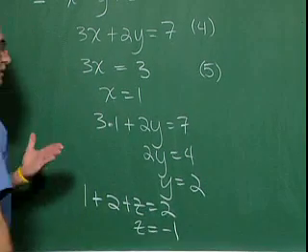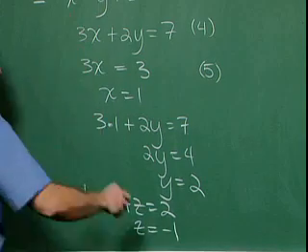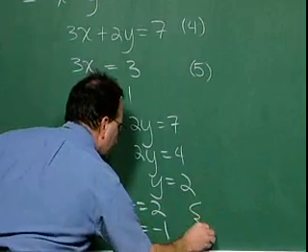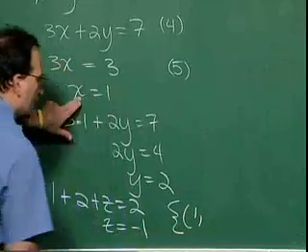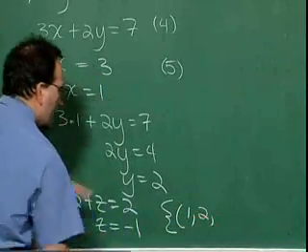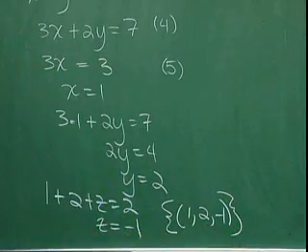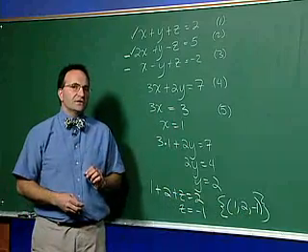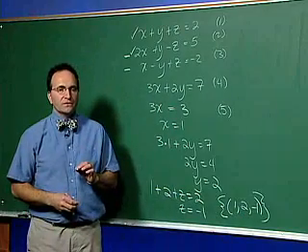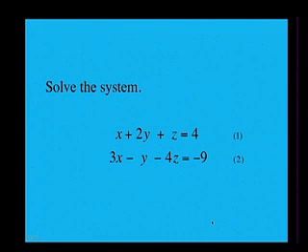So the ordered triple, the solution to our system of equations, is x equals 1, y equals 2, and z equals -1. If that's the solution you got, then you're well on your way to understanding how to solve these systems analytically. Let's look at another example.